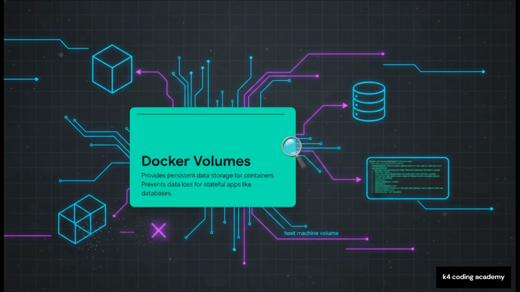The solution is Docker volumes. A volume is basically a bridge between a folder inside the container and a folder on your actual computer. This way, all your important data lives safely outside the container, and it'll still be there even if that container is deleted and recreated 100 times.